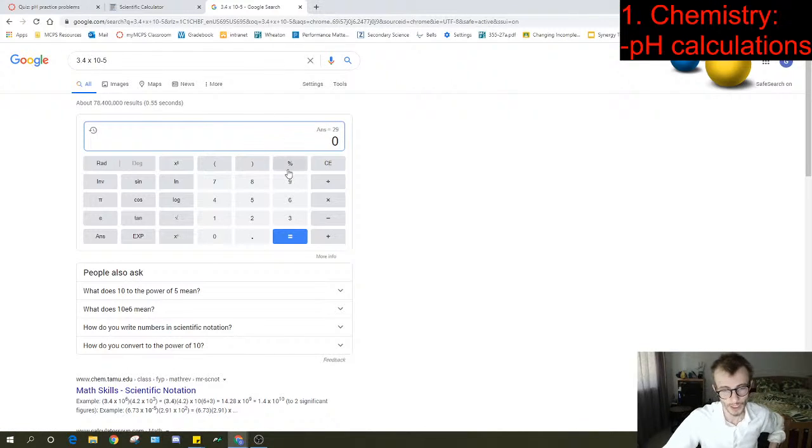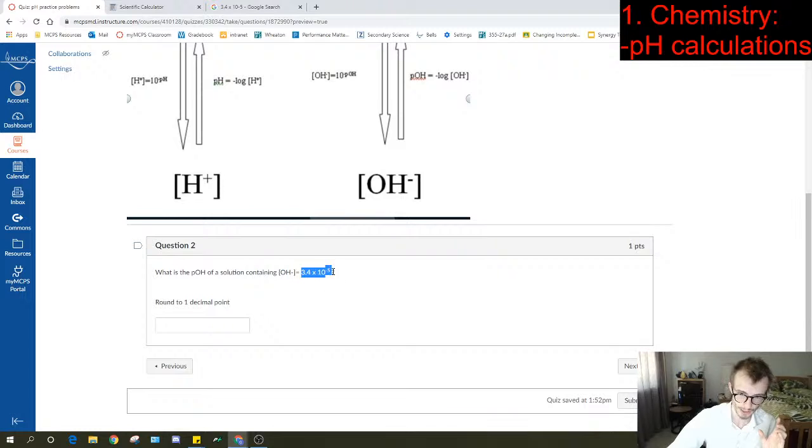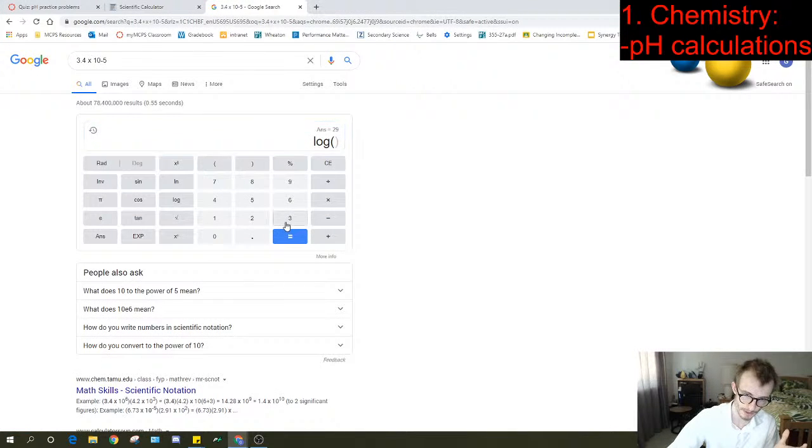Anyway, okay, so instead of just putting the number, I'm going to say log of the number. So here's a number, 3.4 times 10 to the negative 5. So I got to learn how to put that on my calculator. There's a few ways. 3.4. Now you could do times 10 to the negative 5. I prefer to use this exponentiation function.